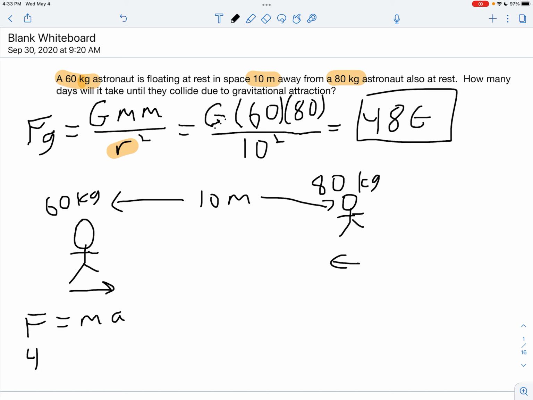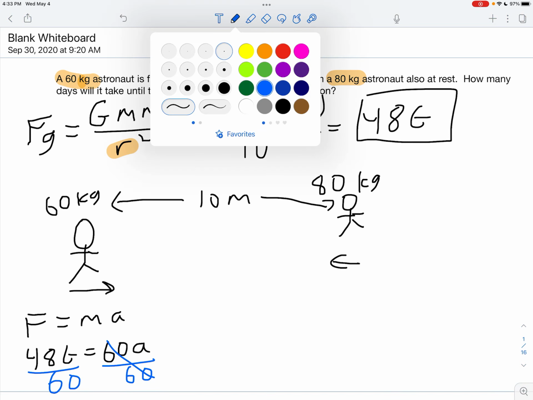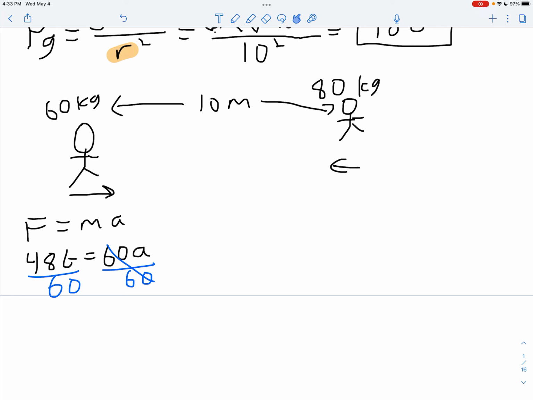So the force I just found, 48 G. The mass is the 60 kilograms. And then there's A. So I can solve this. I'm going to divide by 60. And I am going to get A equals 0.8 G. Okay. So I could add in the G at any time. I know G is 6.67 times 10 to the negative 11. But I don't really want to use scientific notation yet. It's just going to make things sloppy and messy. I'm just going to leave it as it is.